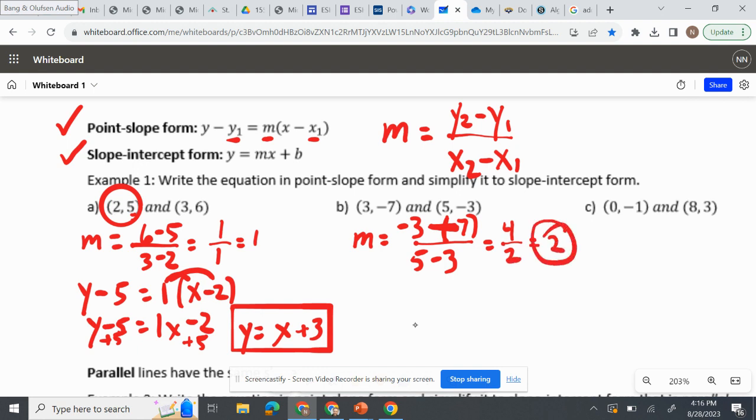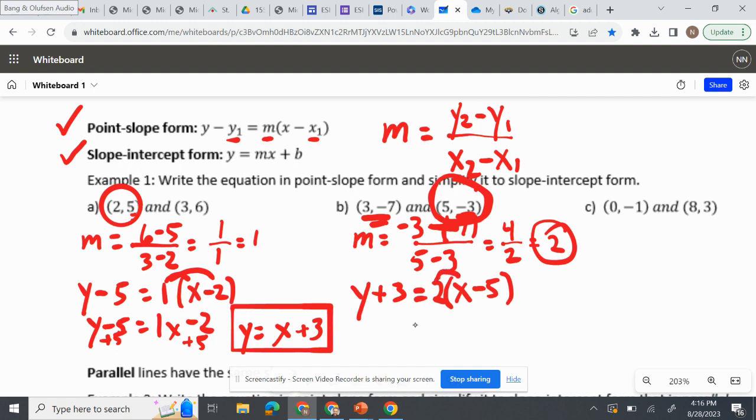We have our slope, and we're going to pick a point. I'm going to pick the point 5, negative 3. Once again, it doesn't matter. You could pick either point. They're both going to give you the same answer. So we have y plus 3. The reason that it's a plus is because when we subtract a negative, we know that it gives us a positive, equals 2, and then x minus 5.